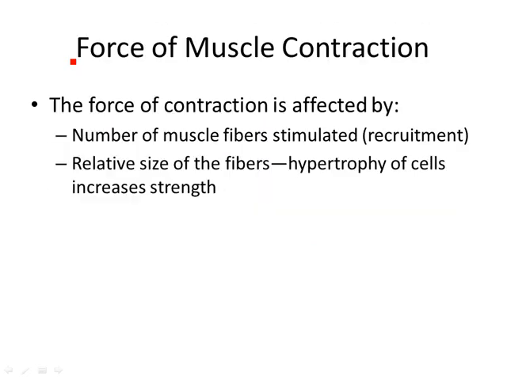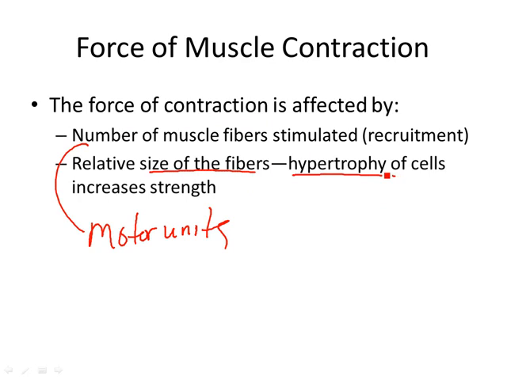All right, this is a little bit of review from Monday. When you want to make a muscle contract more forcefully, you can either recruit more muscle fibers or motor units, or you can increase the size of the fibers. Just think about it. Bigger fiber is a stronger fiber. So what you do when you work out, you actually hypertrophy the muscle cells. The more you work out, those muscle cells become larger. They become bigger. And so as they become bigger, they become stronger.